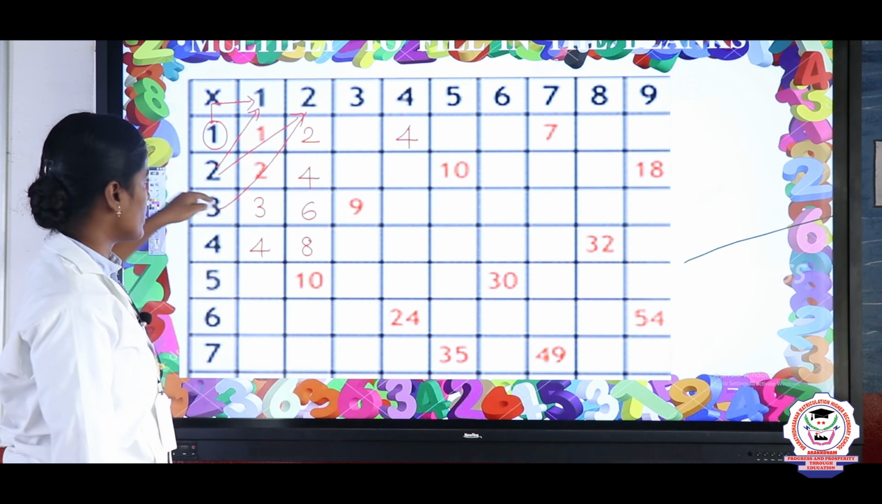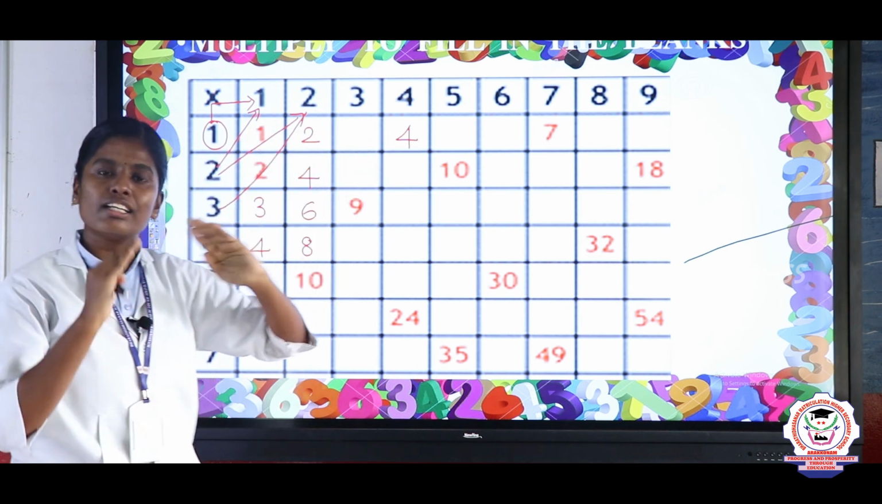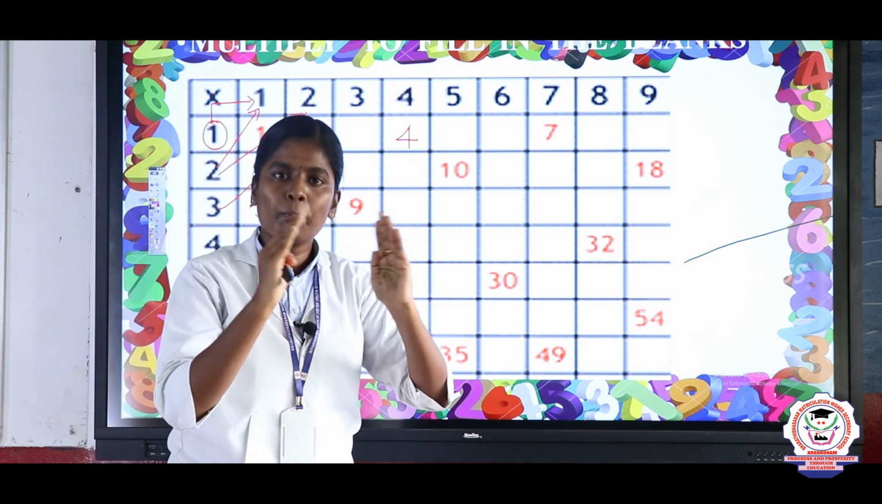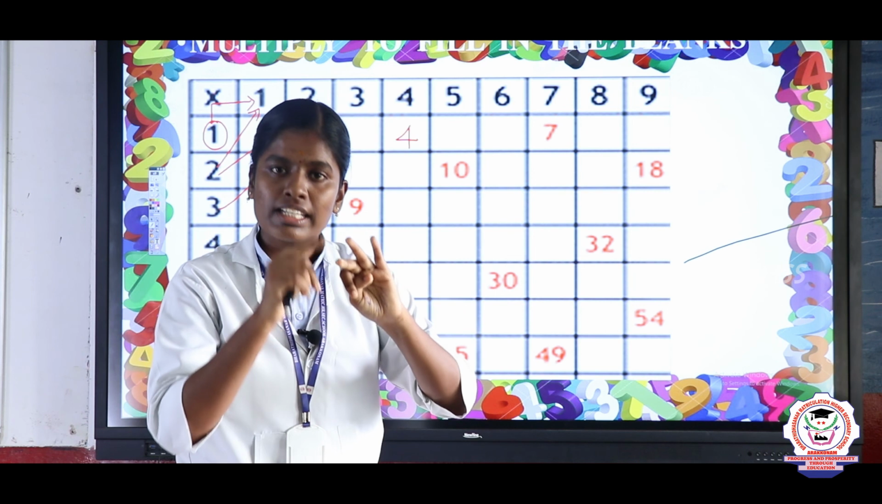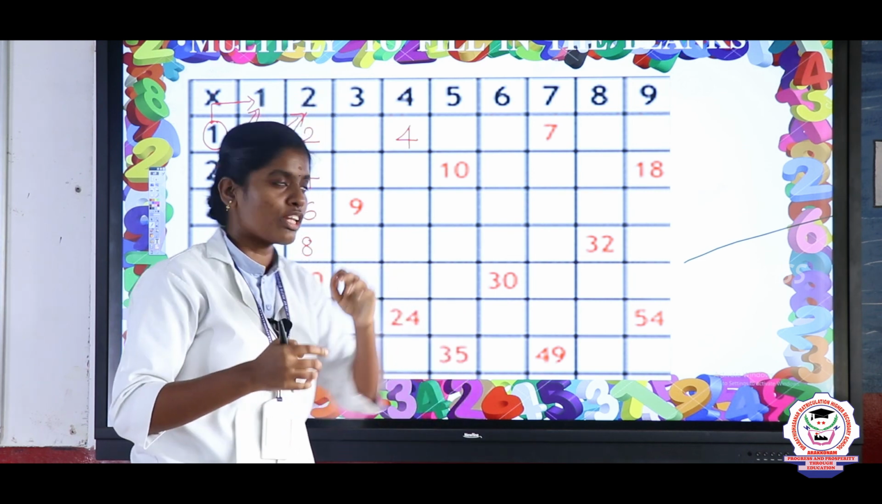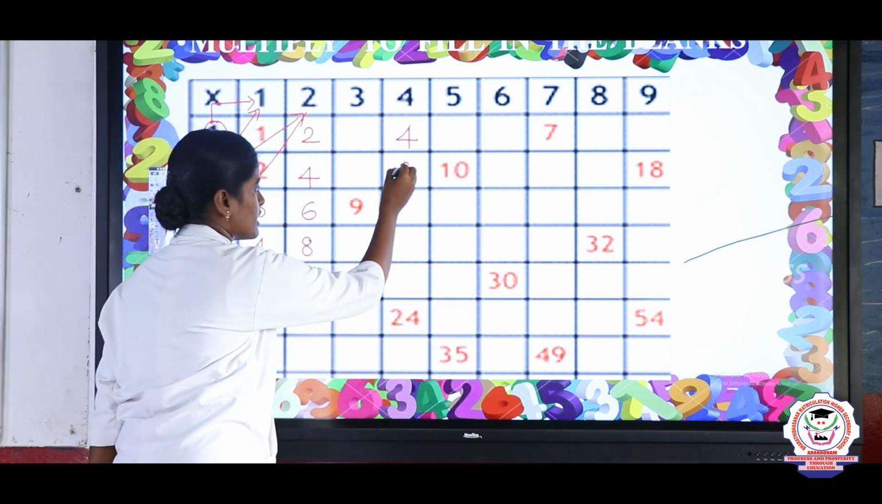Okay. The next one is take 2 fours are. That is 2 times of 4. 4 plus 4. 4 in the mind, 4 in the finger. 4 after 5, 6, 7, 8. So the answer is 8.